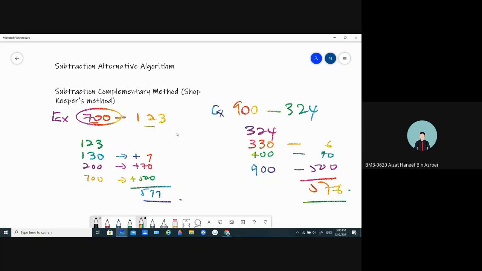It's like addition. This is how the shopkeeper pays you back the money. When you buy something for 324 ringgit and you give the shopkeeper 900, first he gives you 6 ringgit, then 70, and then another 500. He's actually doing this mentally, going from here to here and then here. So that is how he's paying you the money, and that is the total balance. This is called the complementary method or shopkeeper's method. That is all I have for subtraction.